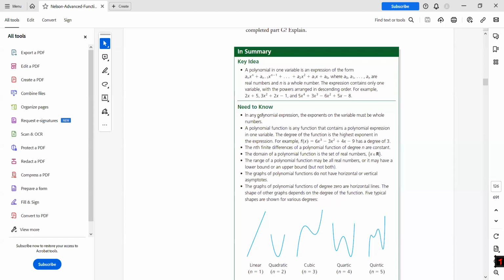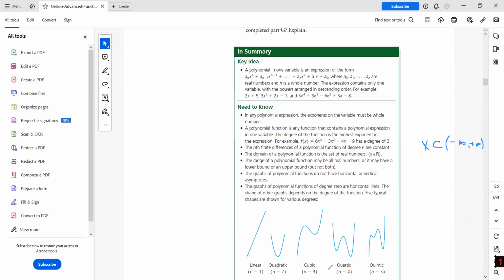The domain of a polynomial function is the set of real numbers. Yeah, that's pretty right. For any polynomial function, we can take any x value. X is in the interval from negative infinity to positive infinity. Basically our domain. The range of a polynomial function may be all real numbers, or it may have a lower bound or an upper bound, but not both, right?